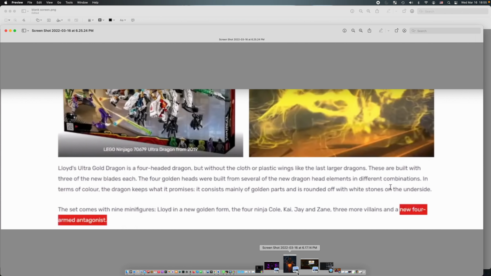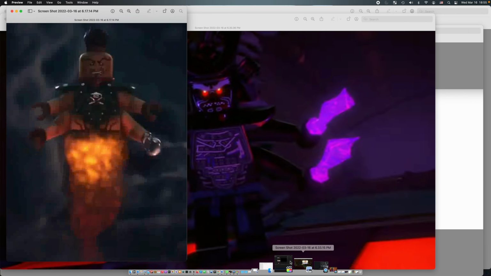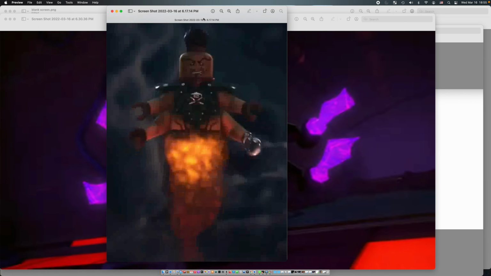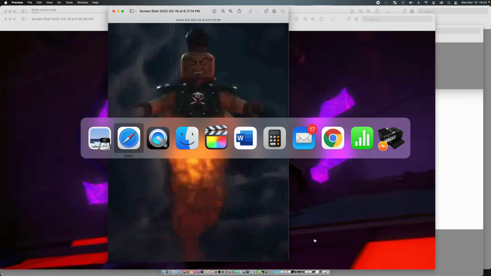antagonist. Now, initially, a lot of people, including myself, Tanner Fishies, and a couple others, were thinking that this new 4-armed antagonist was going to be Garmadon, but now that I think about it, I feel like a lot of people have misinterpreted it. And I feel like the 4-armed antagonist is going to be Nadakhan instead.